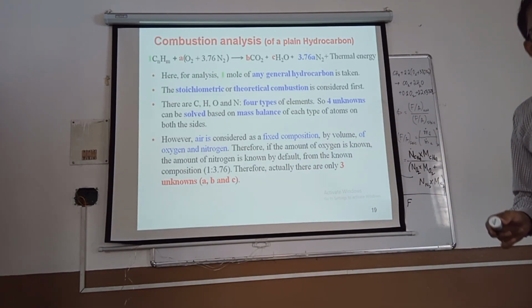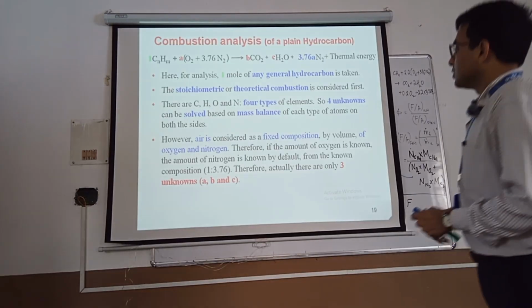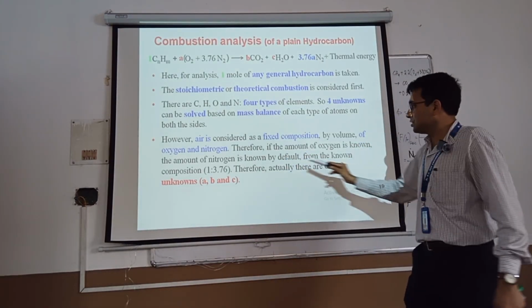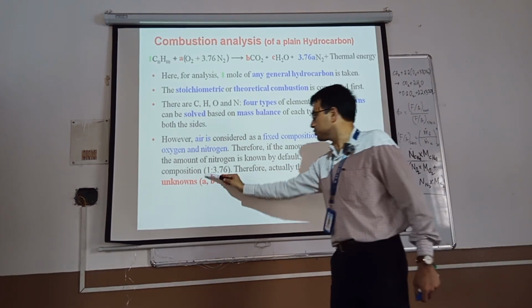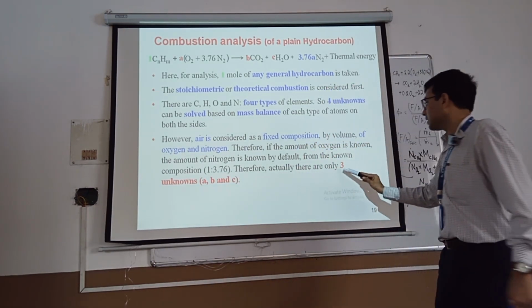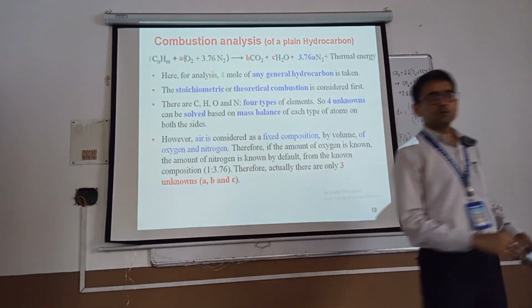Isn't it? Clear? Clear or not? So, therefore, if the amount of oxygen is known, the amount of nitrogen is known by default from the known composition, that is 1 is to 3.76. Therefore, actually there are three unknowns only. Clear?